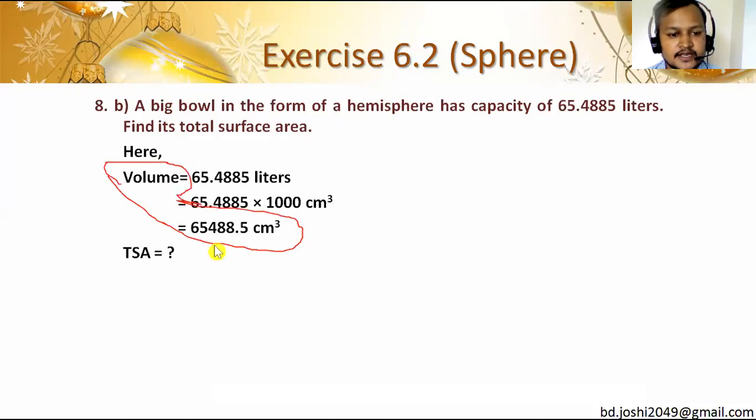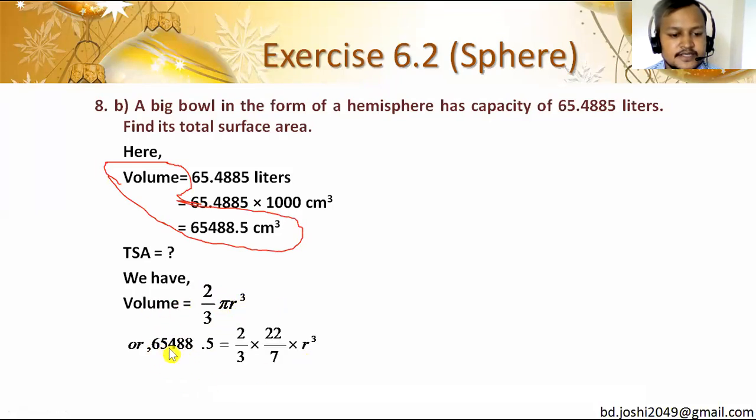We have volume here, so we can use the formula volume to get radius. We know that volume of hemispherical object or volume of hemisphere is equal to 2 by 3 pi r cube, and put this value of volume as well as 2 by 3 into pi 22 by 7 and leave this r cube as it is. Volume is 65,488.5 is equal to 2 by 3, pi means 22 by 7, and r cube remains as it is.